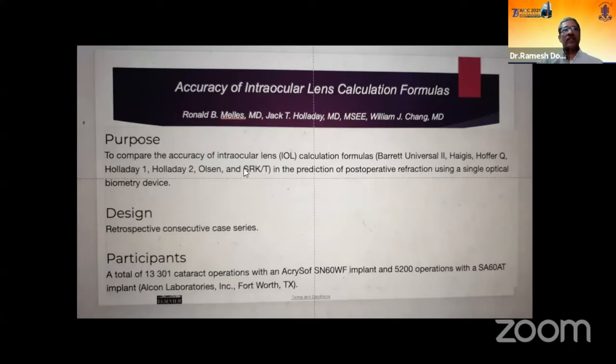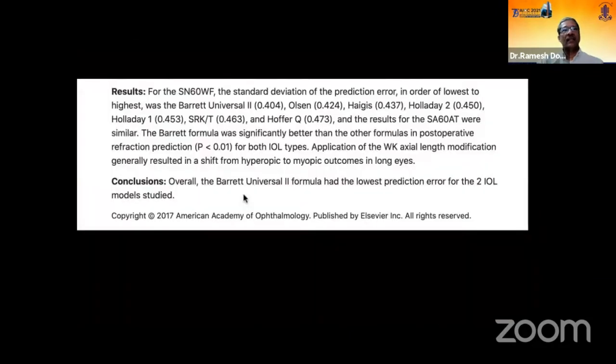The purpose was to find out the accuracy of the current generation formulas. There were 13,301 cataract operations where an Alcon single piece lens was used. The conclusion was very simple. Overall, Barrett's Universal 2 had the lowest prediction error for these two intraocular lenses. It's interesting to note that all these calculations were done using the LENSTAR and one particular type of intraocular lens. If you're using various kinds of intraocular lenses, your prediction error will be different, and the spread of your post-op results will also be different, although the mean can be brought towards zero.